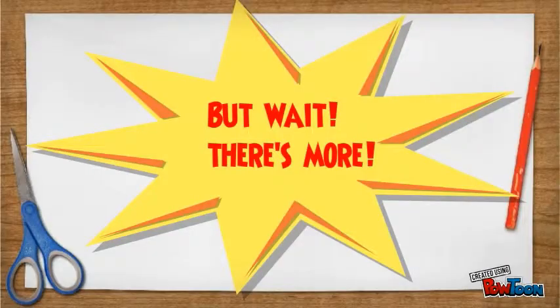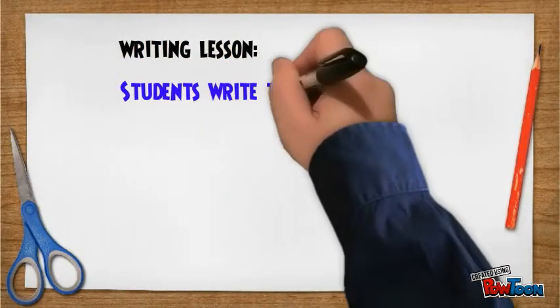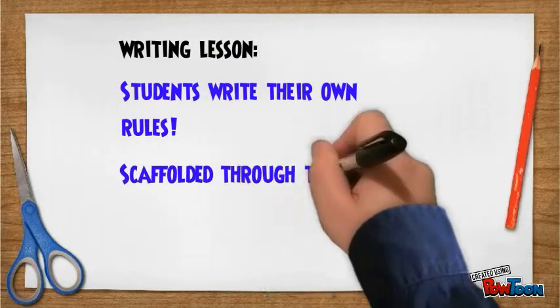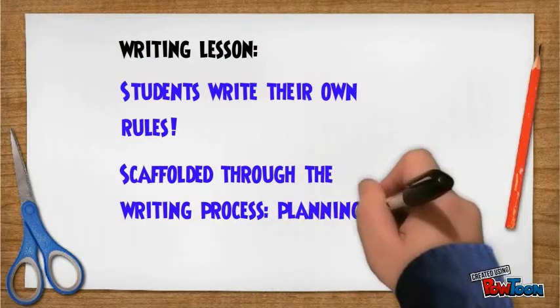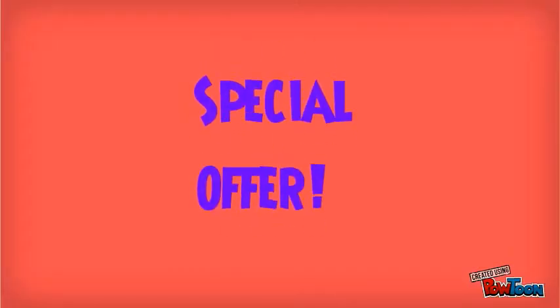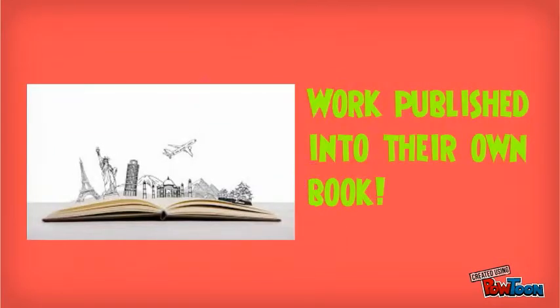But wait, there's more. After the read to and discussion, students come up with their own rule and write a short story about it. Students are scaffolded through the writing process and include visual literacy through their own illustrations. As a special offer for today's lucky viewers, this lesson can be expanded into a small unit with students publishing their work into their own book.